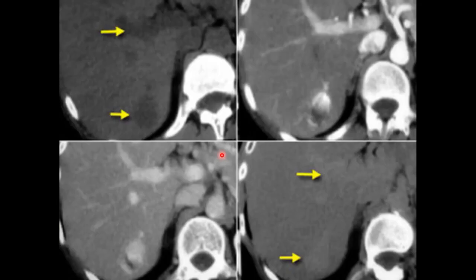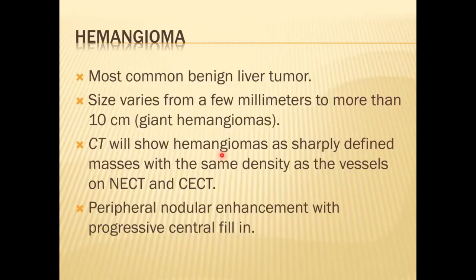This is an image of a benign lesion of the liver on triphasic CT scan. Among radiology residents, any guesses? Yes, this is a hepatic hemangioma. This is the most common benign liver tumor. Its size varies from a few millimeters to more than 10 centimeters, called giant hemangiomas.